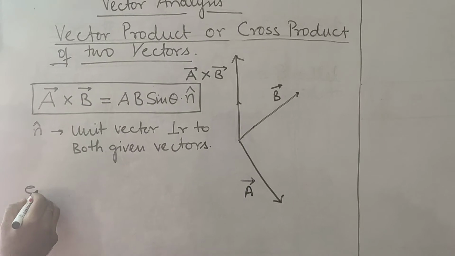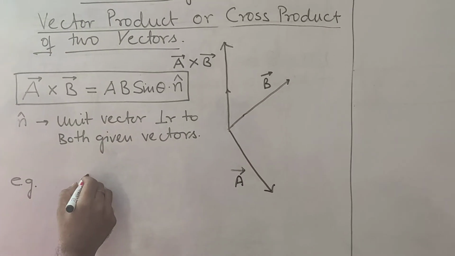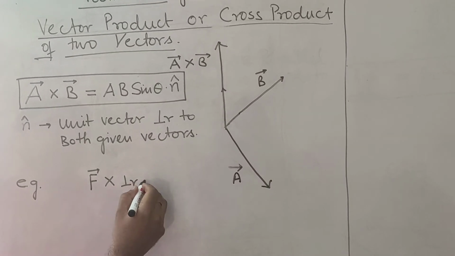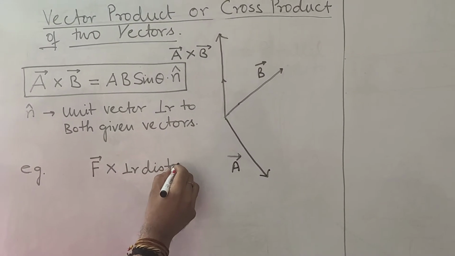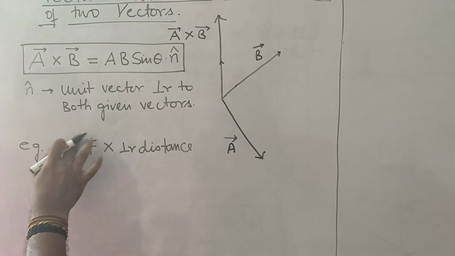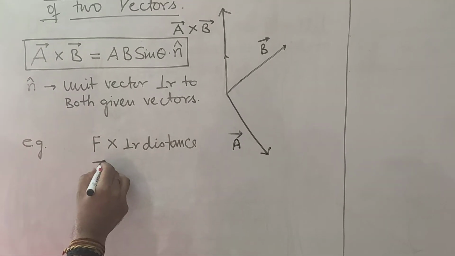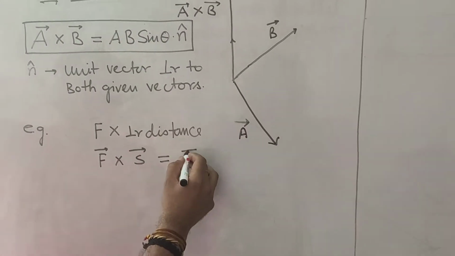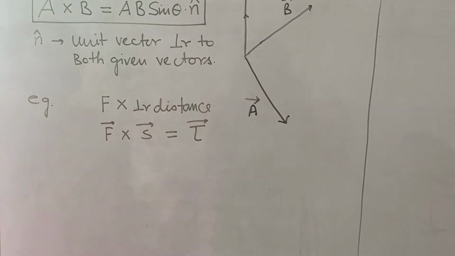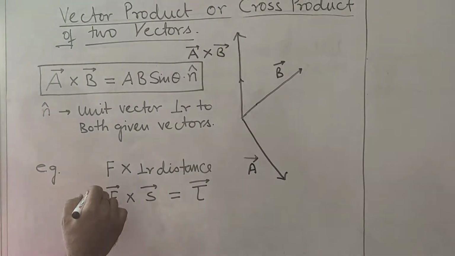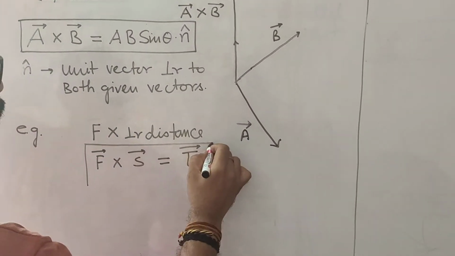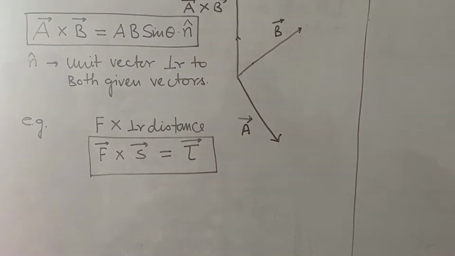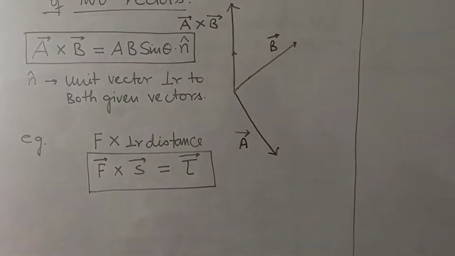Example you can see, when force is multiplied with perpendicular distance, you can take it as displacement, this will give you torque. So torque is a vector quantity. So when two vectors are multiplied with a cross sign, you are always going to get a vector quantity.